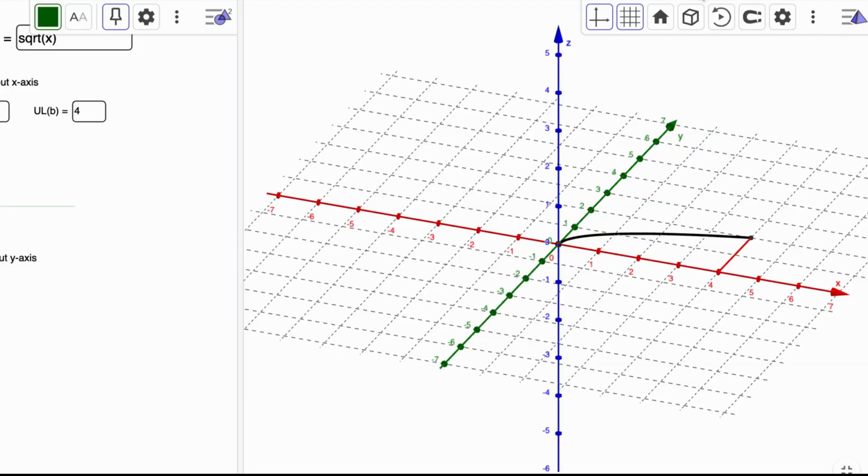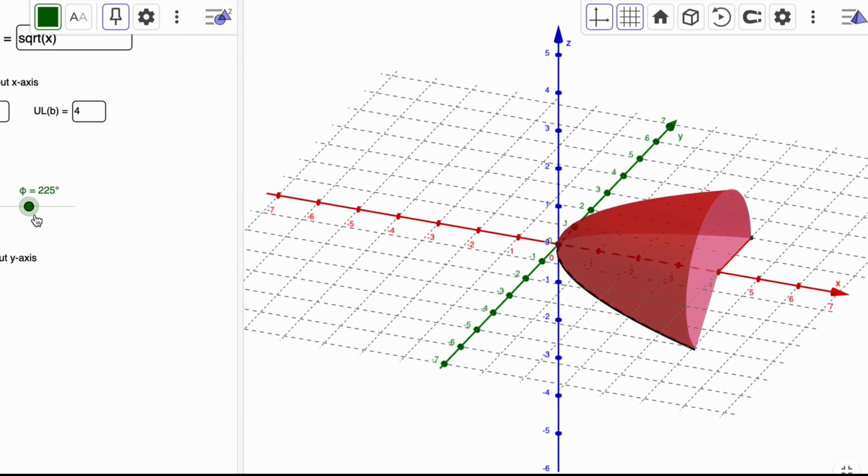So now we have a visual of our graph. Right here in the black, you see our square root of x bounded at x equals 4. And I want to spin this thing around the x-axis. So let's take a look at what that creates. I'm going to spin it around the x-axis, and hopefully you see this new shape that it creates. And you can see that this is a circle shape that has been created. Notice there's no hole in the center.